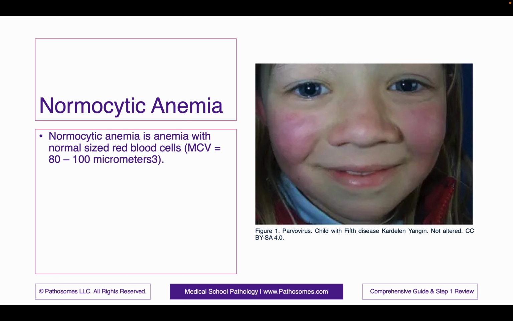Here we have this child again with fifth disease. Those rosy cheeks are a classical gestalt finding for all the pediatricians out there. Now, other things can cause such rosy cheeks, just like being happy or being chilly outside. But for pathology purposes, you want to rule out a parvovirus infection.